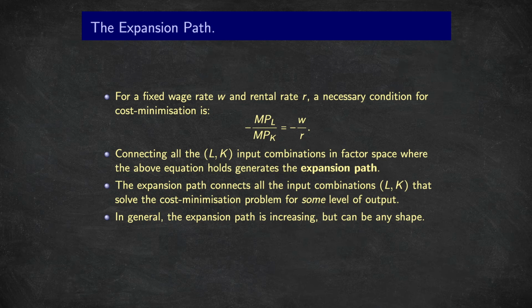So we could say that any point along the expansion path is a solution to a cost minimization problem for some level of output. Okay, so each different point along this expansion path, because it satisfies the equation above, will be a solution, but because they will produce different levels of output, they are solutions to different problems. In general, we'll think of this as increasing, but it can be any shape. So let's have a look at this idea graphically to show what it means.